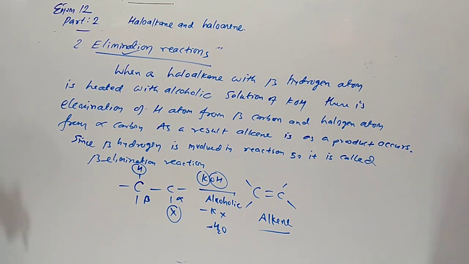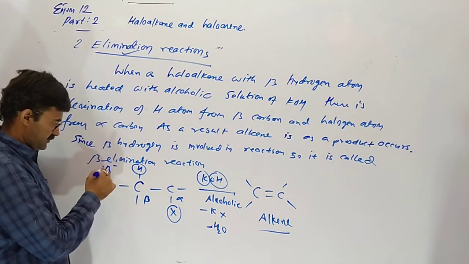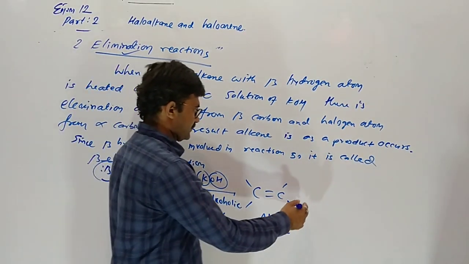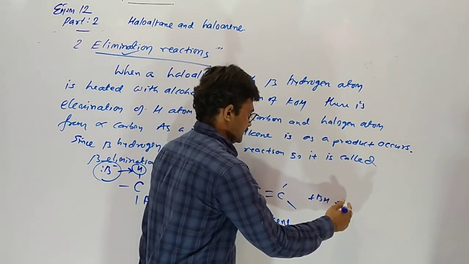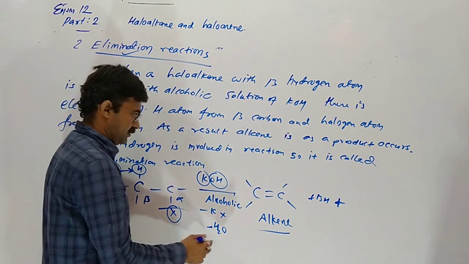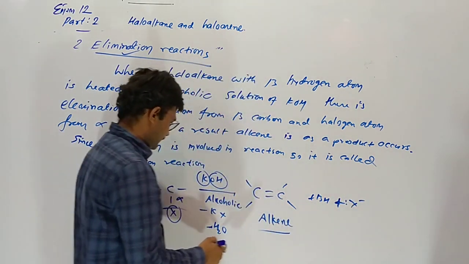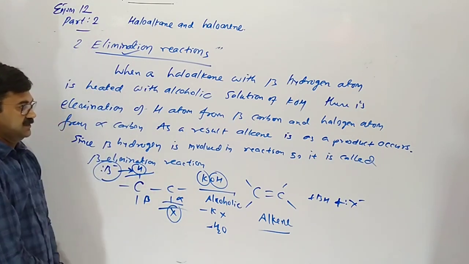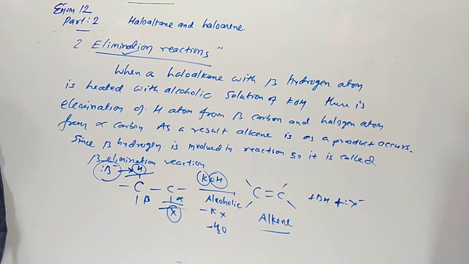Here the base is coming to the hydrogen, as B-H. Here the leaving group is halogen, and one valency of this carbon, one of this will be vacant. Both combine with each other and make a double bond. So alkene occurs here.